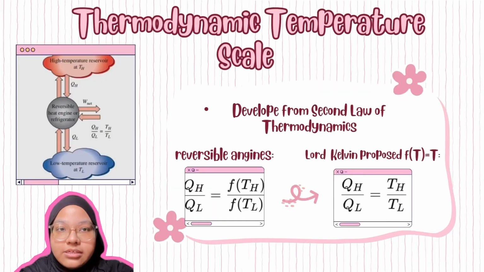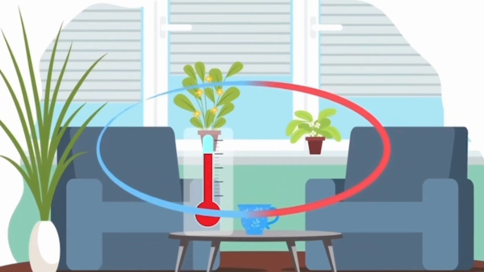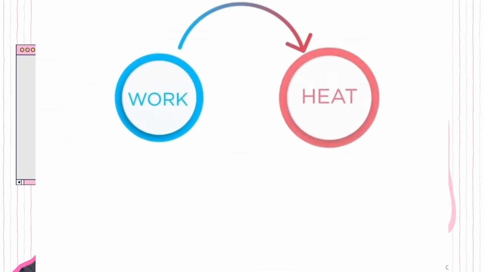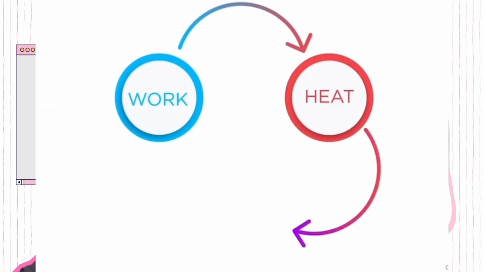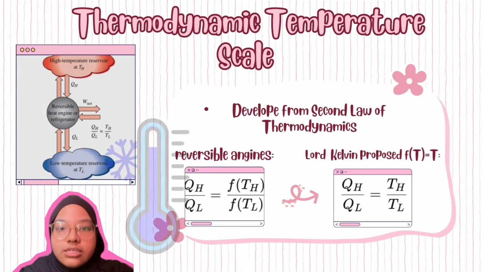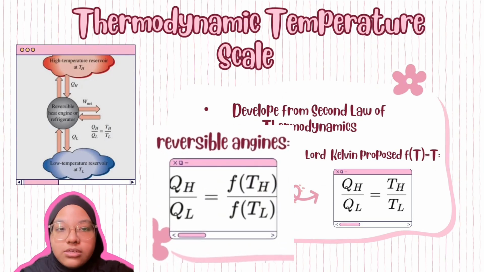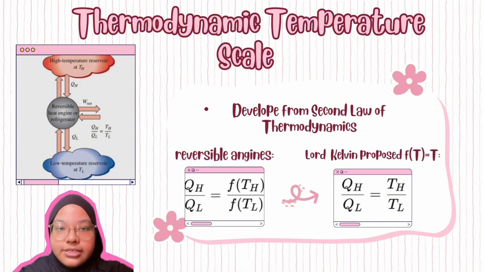Today I'll be explaining the thermodynamic temperature scale, which is rooted in the second law of thermodynamics. This law tells us how energy moves, especially when heat flows between objects or systems. In a reversible heat engine, which operates between two temperature reservoirs, the amount of heat transferred is related to the temperature of those reservoirs. This relationship can be written as QH over QL equals F(TH) over F(TL). Here, QL and QH are the amounts of heat absorbed and released, and TH and TL are the temperatures of the high and low reservoirs.